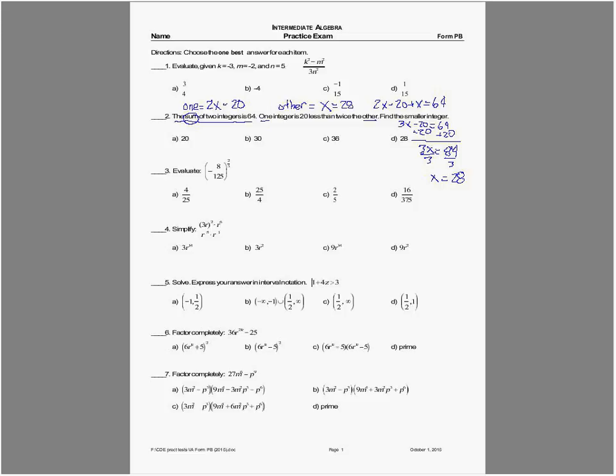One number is going to be 2 times 28, minus 20. So 2 times 28 is 56, minus 20, that's 36. Okay, so the integer is 36, the other one's 28. We want to find the smaller, so it's going to be the 28. And that's the answer we choose.